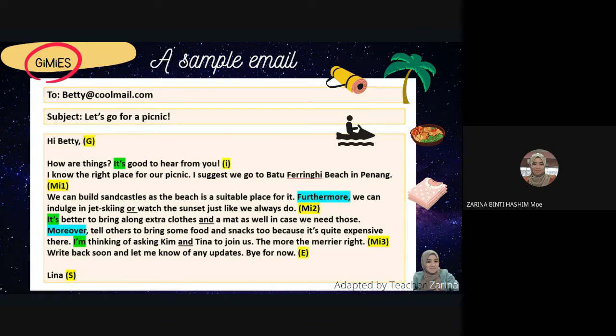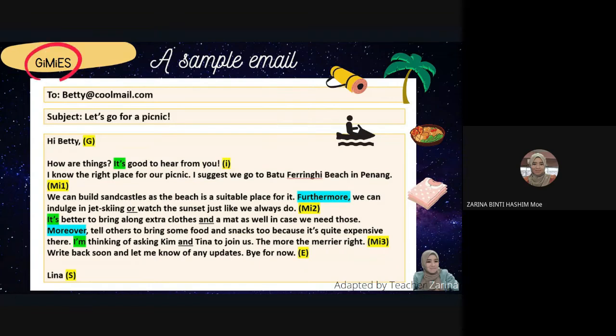Give your reason. Furthermore, this is the cohesive device. Furthermore, we can indulge in jet skiing. So I use the word indulge here. That means we use good vocabulary here. We can indulge in jet skiing.